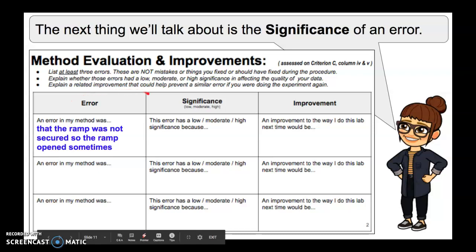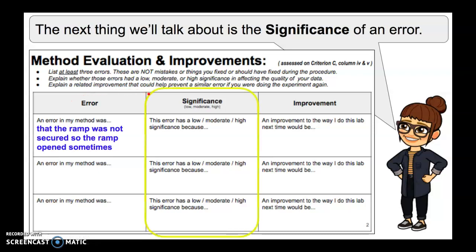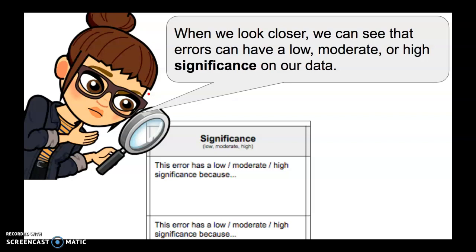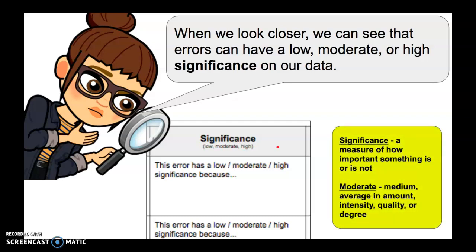So the next thing we're going to talk about is the significance of the error. So when we look closer, we can see that errors can have a low, moderate, or high significance to our data. So what does that mean? Well, significance is a measure of how important something is or is not. And then another word we may not know is moderate. Moderate means medium. It can also mean average in amount, intensity, quality, or degree. So it's not a big deal, and it's not a huge deal. It's like in between.